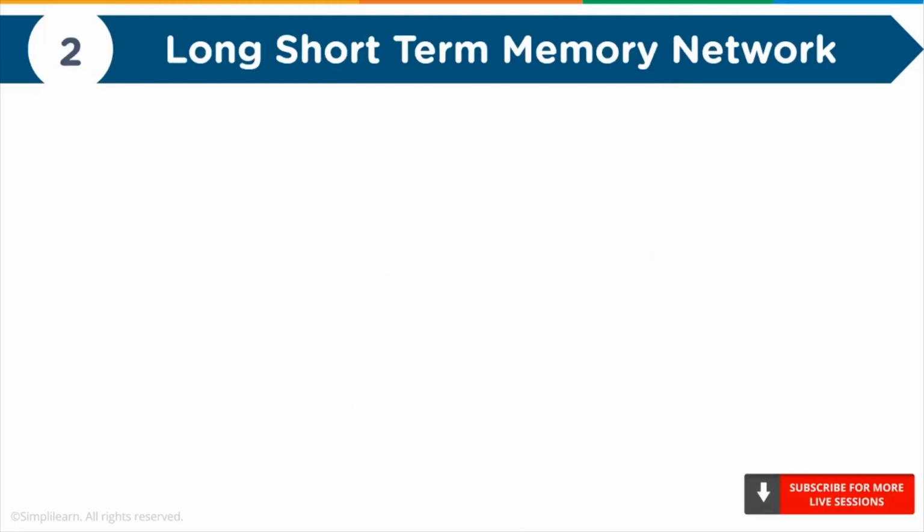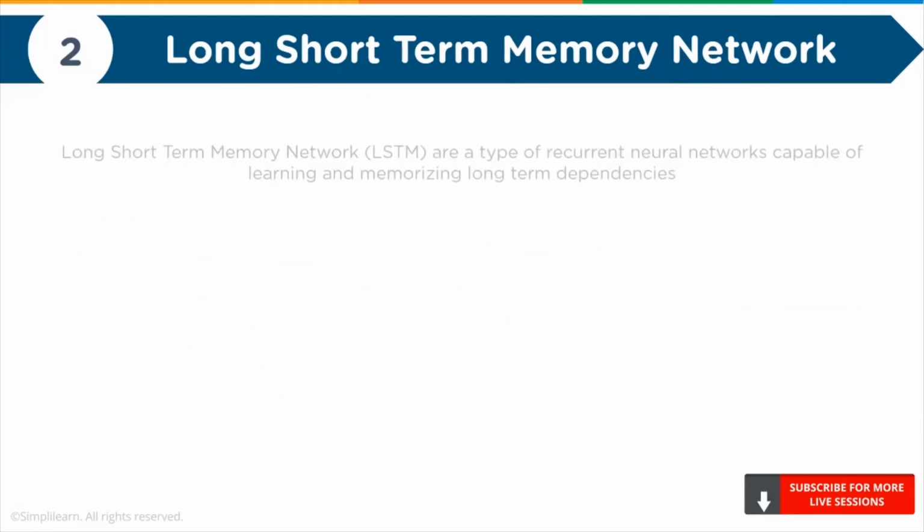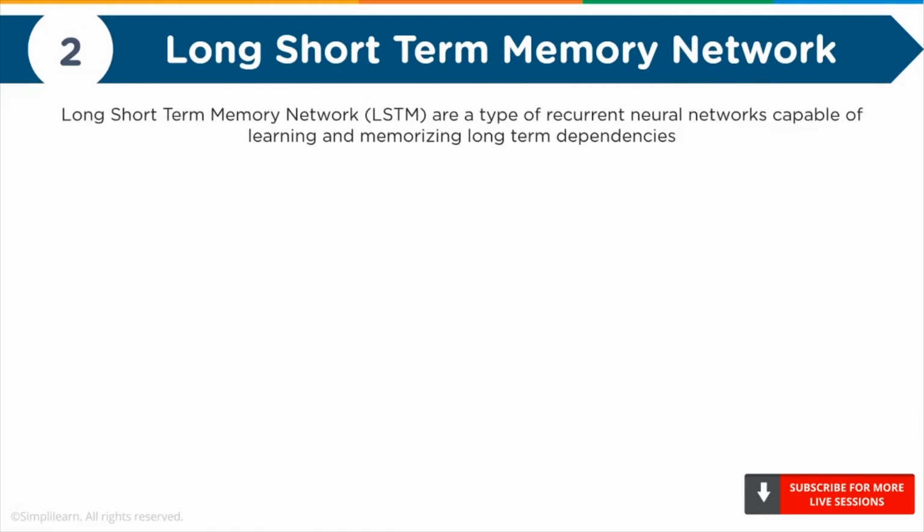Up next, at number 2, we have long short-term memory networks. Long short-term memory networks, or LSTMs, is a special type of recurrent neural network capable of learning and memorizing long-term dependencies. Remembering information for long periods of time is their default behavior. LSTMs remember each and every information through time. It is useful in time series prediction only because of the feature to remember previous inputs as well.